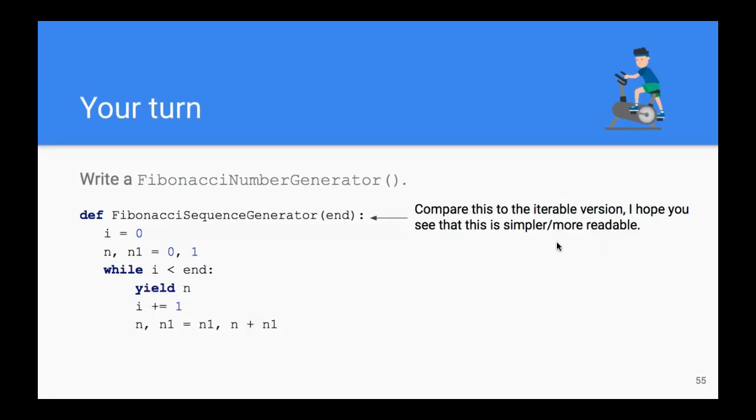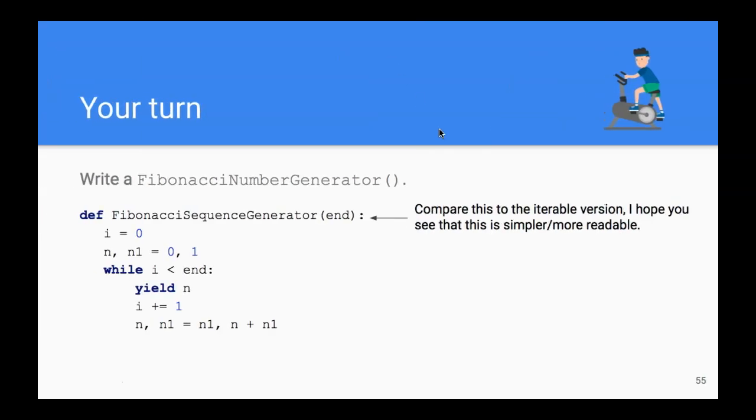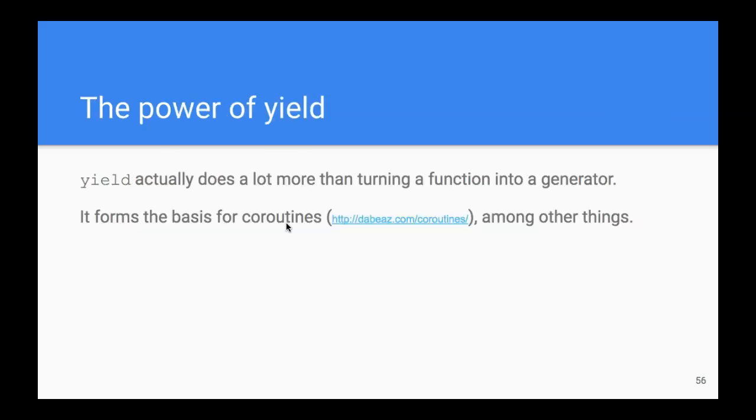And when you compare the Fibonacci sequence generator, this is the generator version, with the iterable version, I hope that you see the generator version is really a lot simpler, and also a lot more readable. Okay, and before I leave you, I just want to say one more thing about yield. Yield actually does a lot more than making a function into a generator. It's very powerful. It enables something called coroutines. So if you're interested, I have a link here for your reading pleasure.